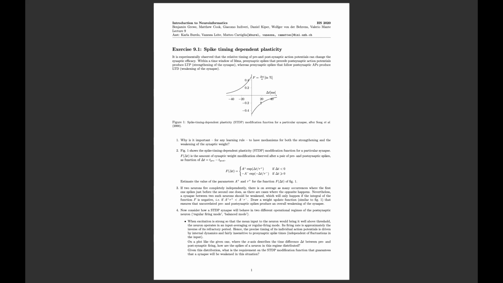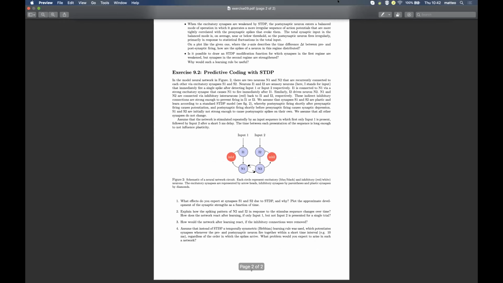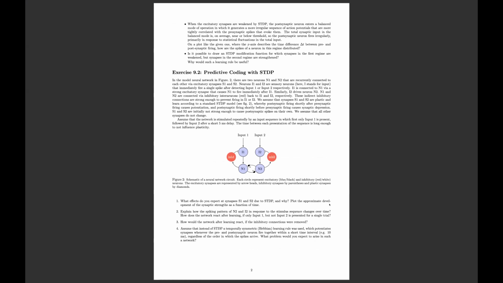So there's a specific question saying, how do we strengthen the balanced while weakening the regular one? Okay, so that, if I remember correctly, should be exercise 3. Is it possible to draw an STDP modification function for which synapses in the first regime are weakened, but synapses in the second regime are strengthened? Why would such a learning rule be useful?